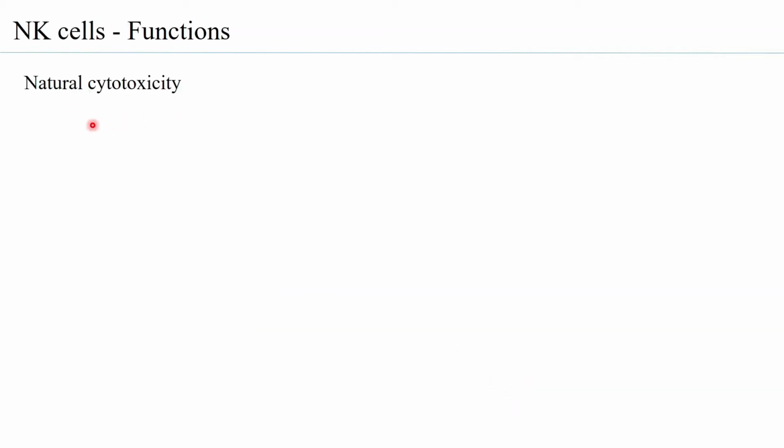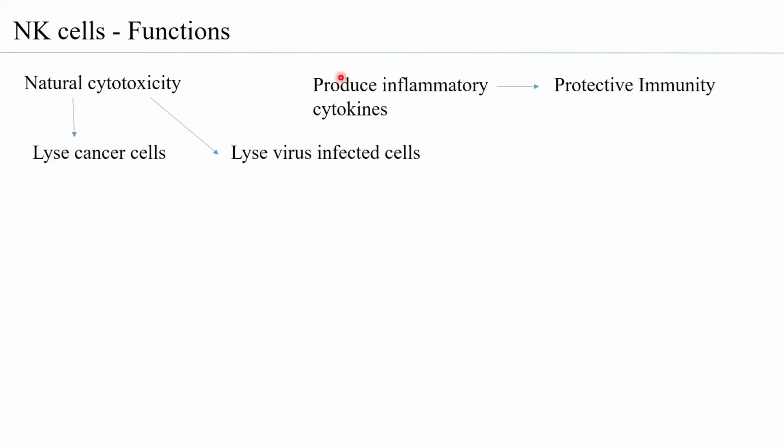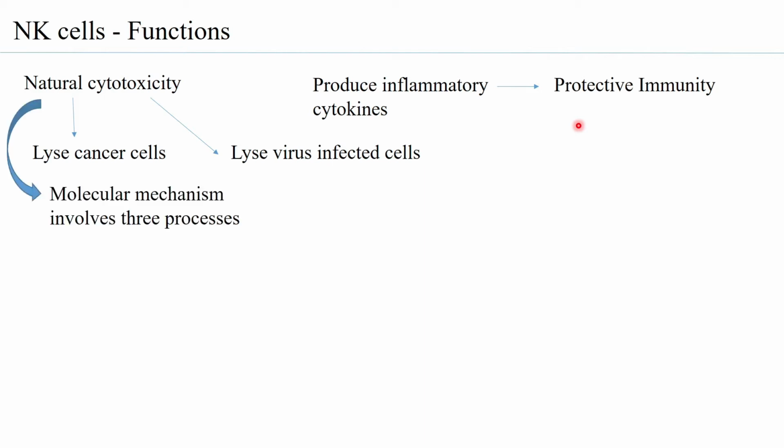So, like mentioned, it has this very simple function, and that is that it is cytotoxic. It can lyse cancer cells, it can lyse virus infected cells, it can produce inflammatory cytokines, and therefore you can understand that it is contributing to what is called protective immunity or innate immunity, with the main objective of protecting the system from a foreign antigen.